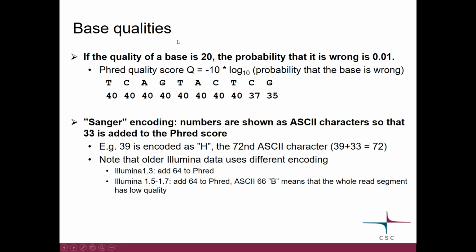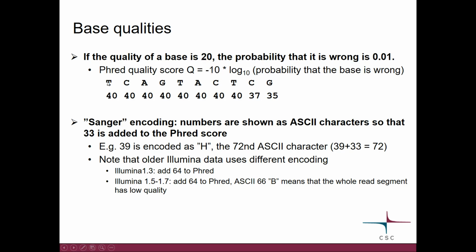But let's look at these base qualities. The idea is that the base quality value indicates how likely it is that the base call is wrong. So let's say that for a particular base there was a 1 in 100 chance that the base call was wrong. We convert that to the so-called Phred score, so that we take log 10 of this probability, which would be -2 in this case, and then we multiply it by -10, so the end result would be 20.